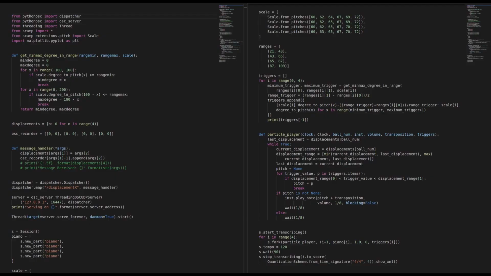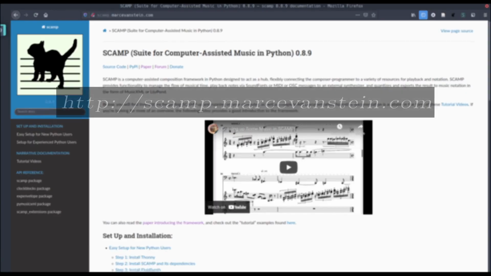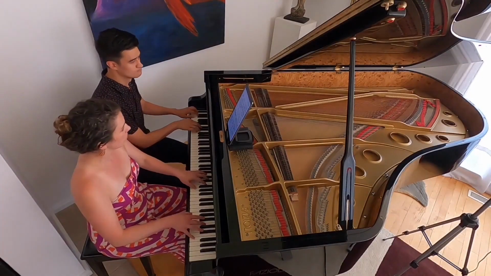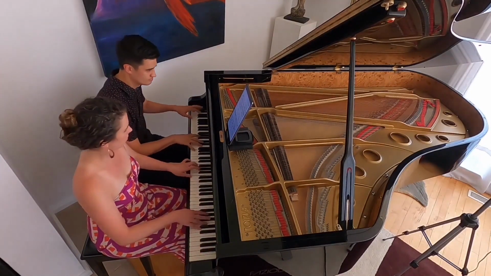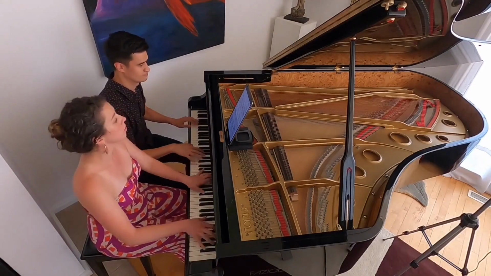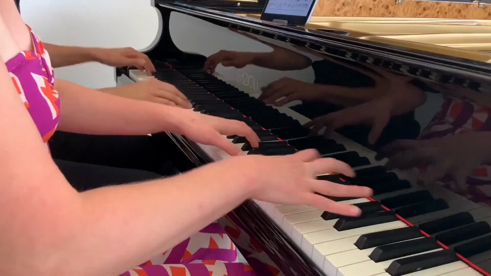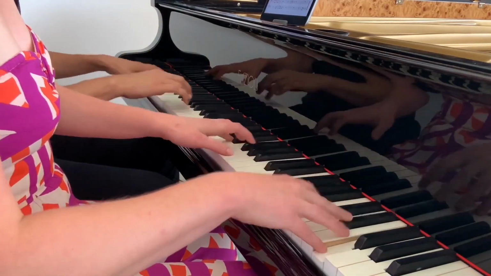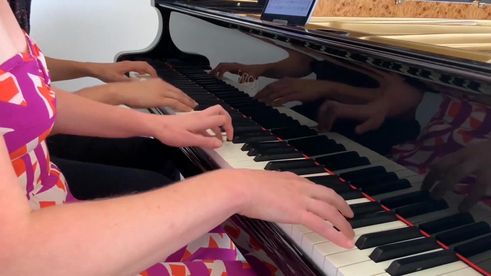I set up a 4-particle system in CHON and sent the OSC output to an algorithmic music composition tool called SCAMP, created by Mark Evanstein. I set up SCAMP to interpret the OSC data as the contour of a unique arpeggio for each hand. Each of the 4 particles dictated the movement of one hand of the performers, so that the movement of the performer's hands to the right and left of the keyboard would reflect the movement of the particles from right to left in CHON. I decided that the entire piece would be one single gesture.